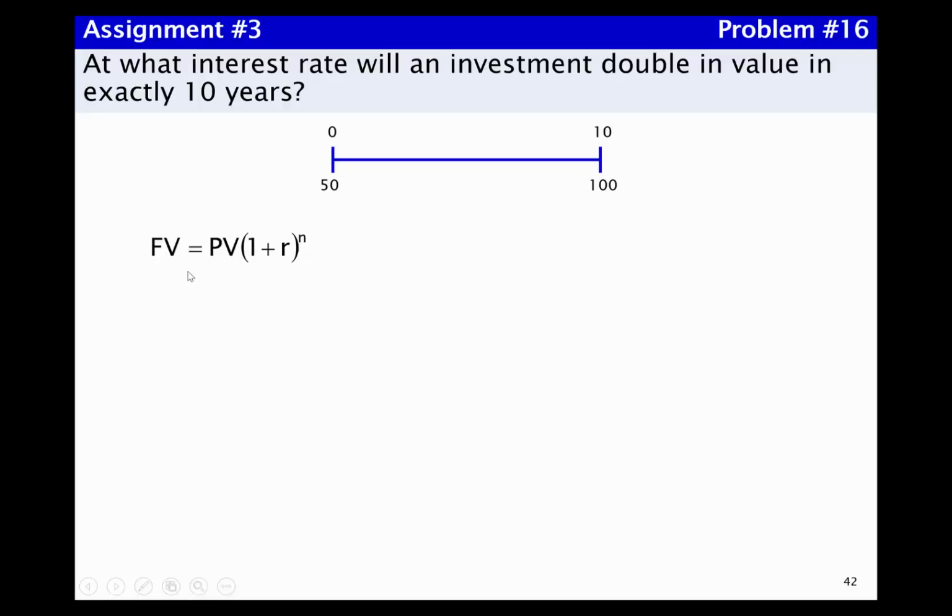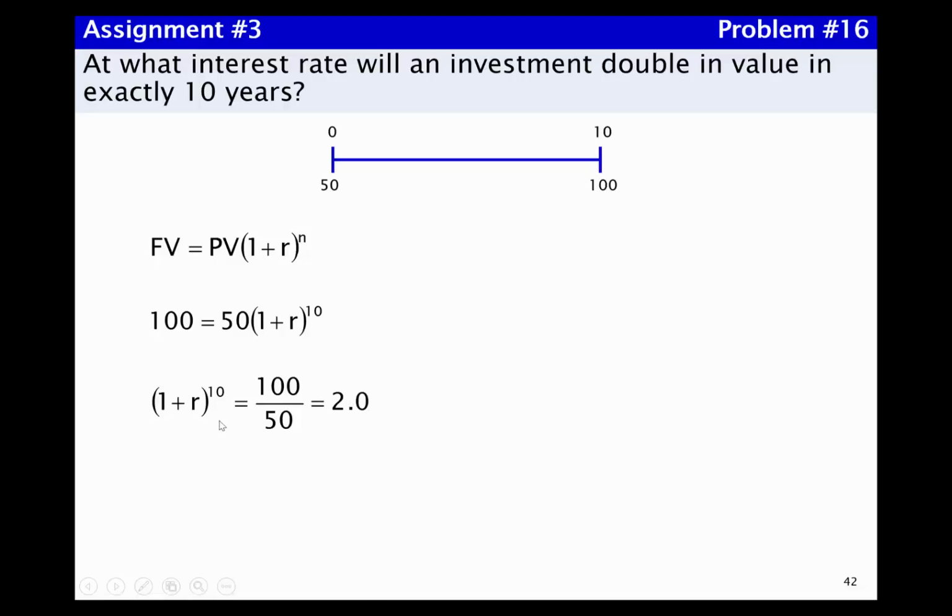So the key to all these time value of money problems where we solve for an unknown interest rate is to write the appropriate time value of money equation. And since we have one present value and one future value, the only equation that makes sense is the future value of a present amount, or you could write the present value of a future amount, but it's the same equation. Plug in what you know. Future value is 100, present value is 50, 1 plus r is the unknown to the 10th. Divide both sides by 50, and you're left with 1 plus r to the 10th is equal to 2.